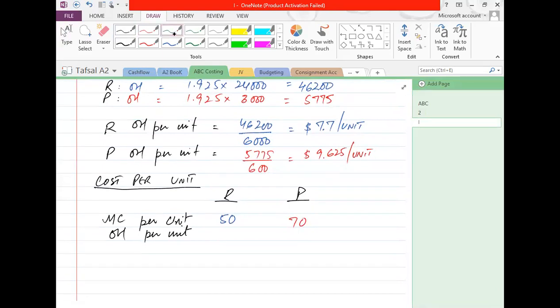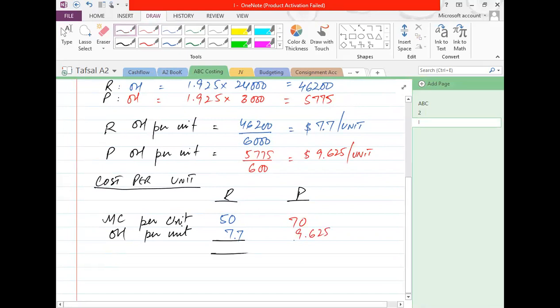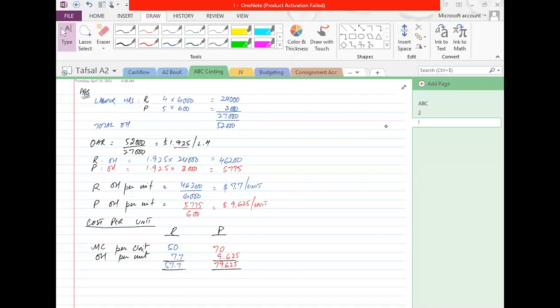Whereas overhead is 7.7 and 9.625. Calculators, it becomes 57.7 and 79.625. Is that agreed? This was for absorption costing. Now we are moving to ABC.